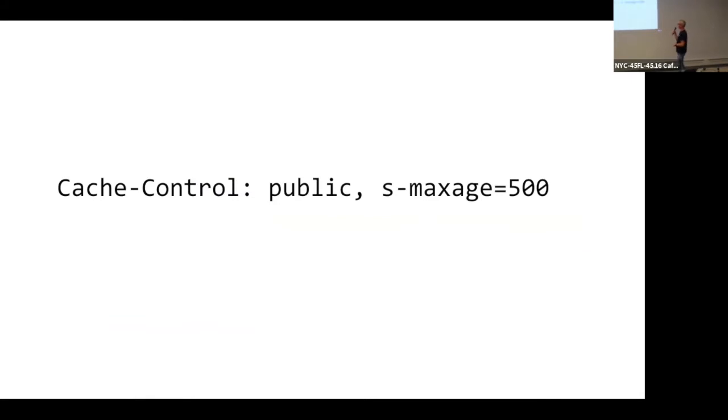What we could do is say we want to make it public. Public means both for browsers and for reverse caching proxies. And we set an s-maxage of 500 seconds. So the page can be cached for 500 seconds. How do we do that?